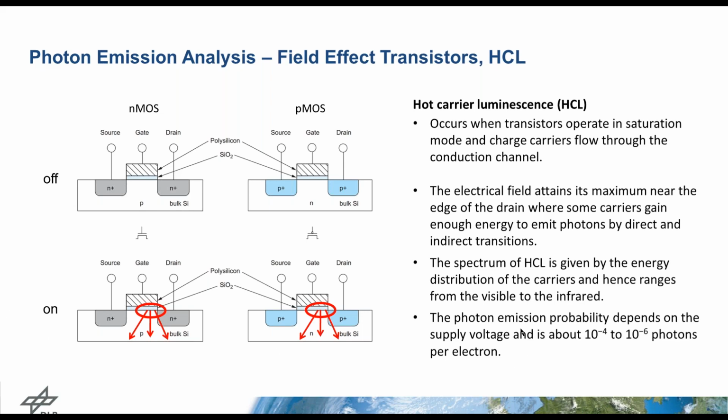Coming back to the probability of the emission of a photon, the probability is around 10⁻⁴ to 10⁻⁶ photons per electron that goes through the conductive channel. That means that, in the worst case, to emit one photon, 1 million electrons have to travel through this conductive channel. And that shows you why we need single photon detection to do photon emission analysis.